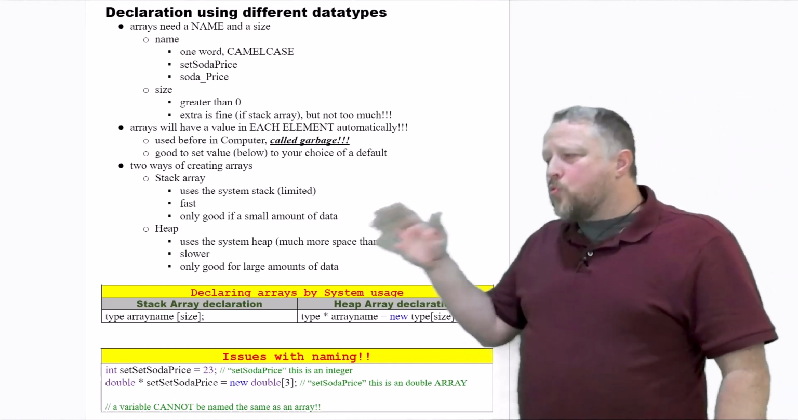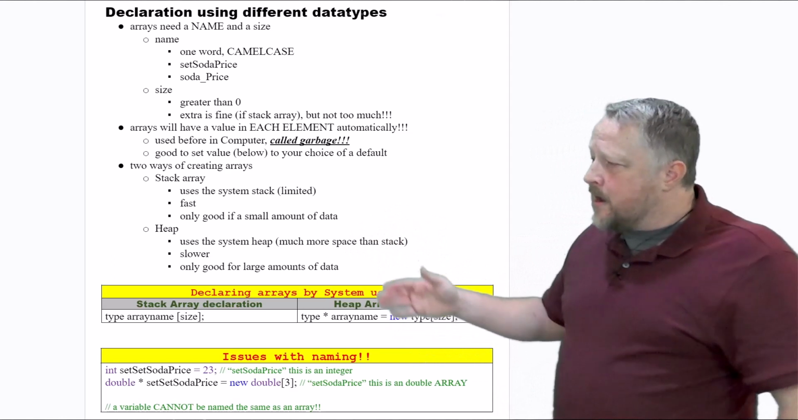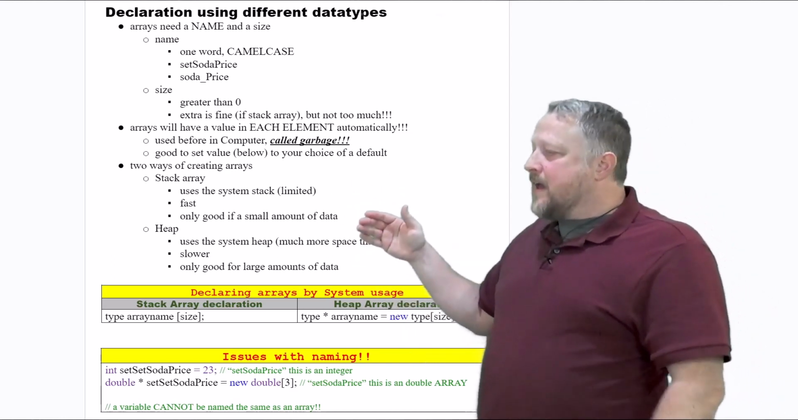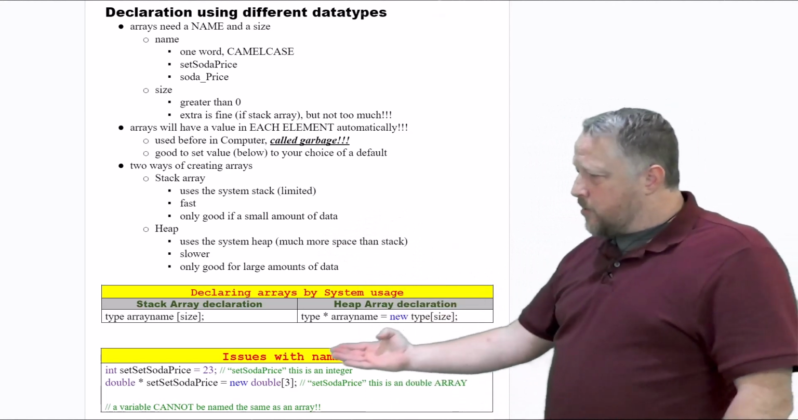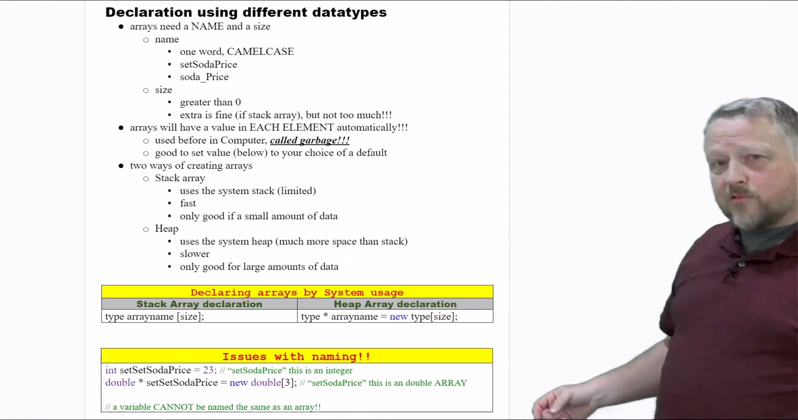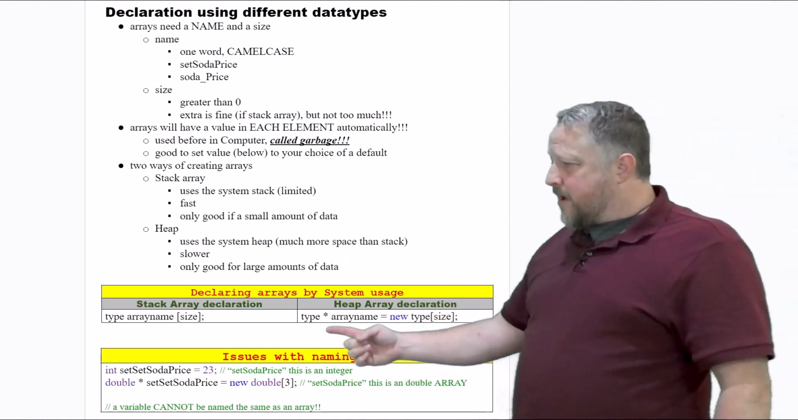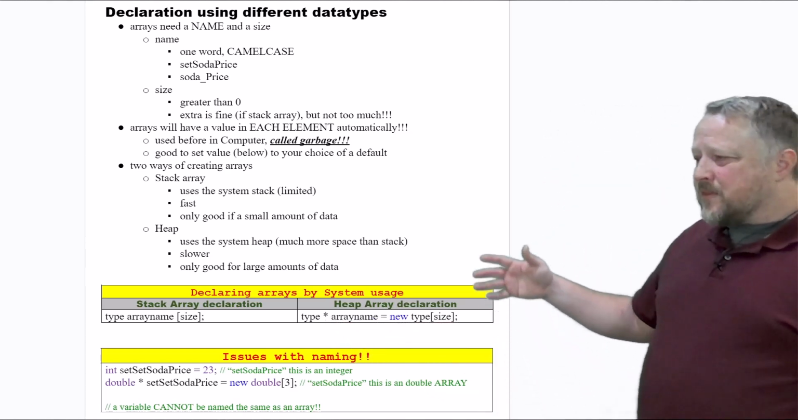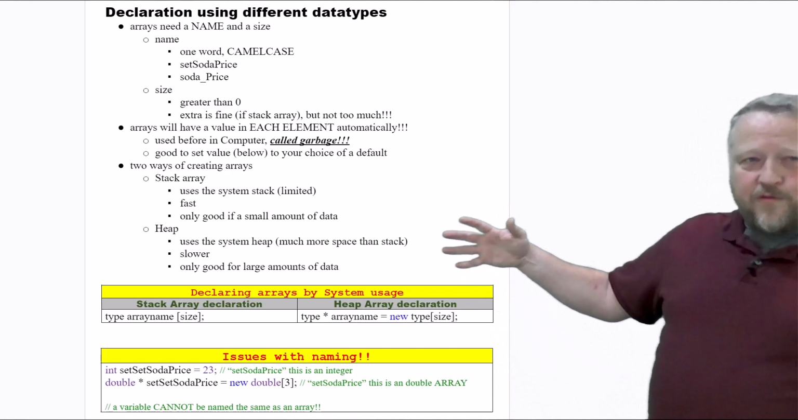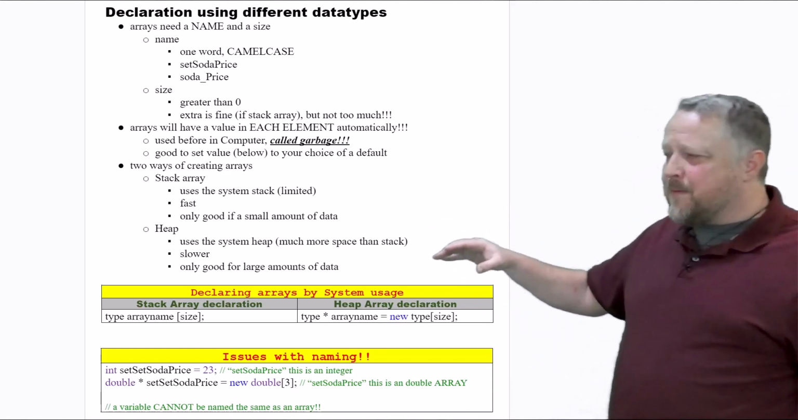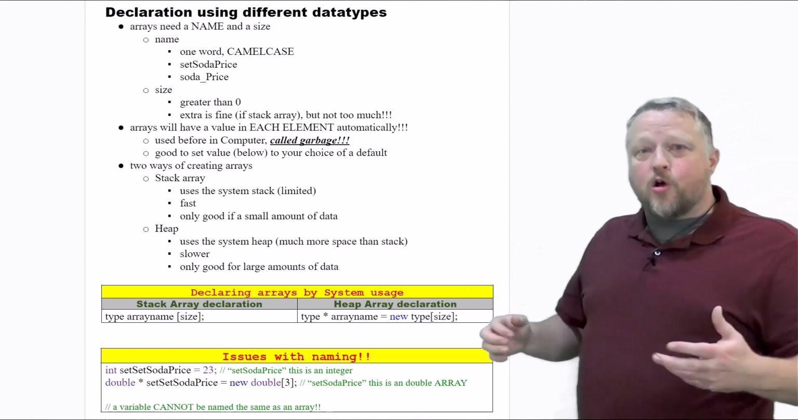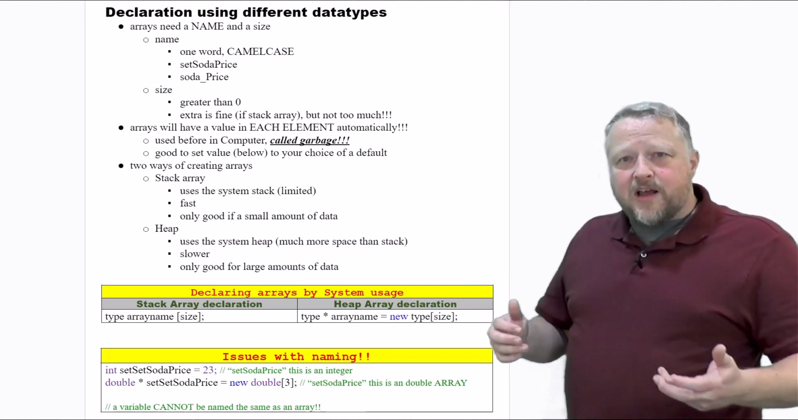There are 2 ways of creating an array. There is the stack array way, and then there's the heap way of doing it. Notice the difference between the 2 codes here. The only real difference between the 2 is, well, we have a type star for the array name and equals new type. Read over what I've got here for the differences between the 2, but the heap is meant to be for much larger amounts of data.